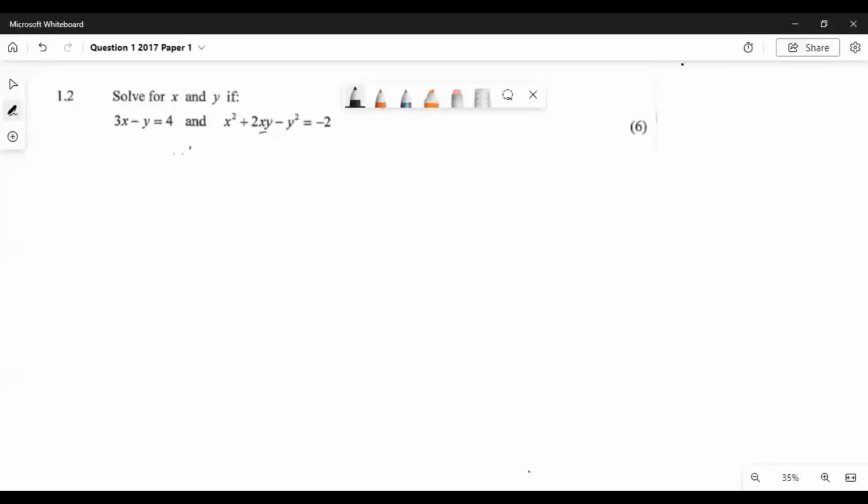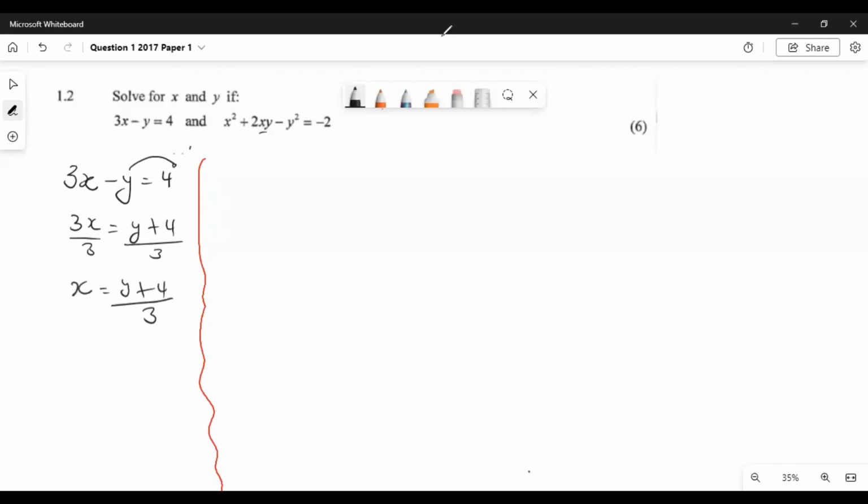Now here is our linear equation that says 3x minus y is equal to 4. I'm going to go ahead and take y to the other side, and I'll have 3x is equal to y plus 4, and I'll divide by 3 on both sides, and I'll get that x is equal to (y plus 4) divided by 3. And that's going to be our linear equation that we will substitute.